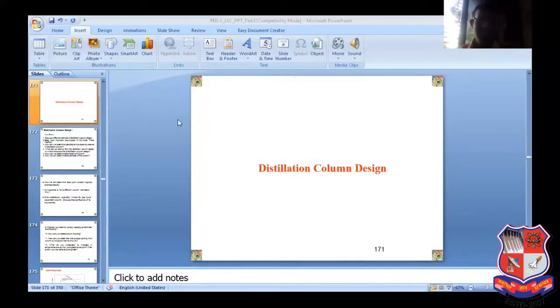Okay, so distillation column design. This is a very important topic as far as equipment design is concerned, as well as you are learning mass transfer operations. So there also you are learning distillation column operations at least. And in industry also, distillation is a very important unit operation in the chemical industry, and that's why it's very interesting and very important to learn this aspect.